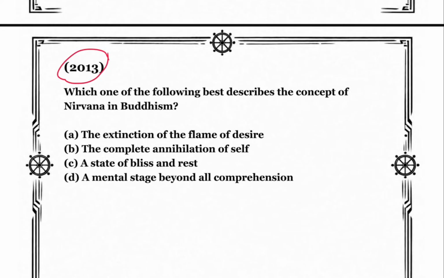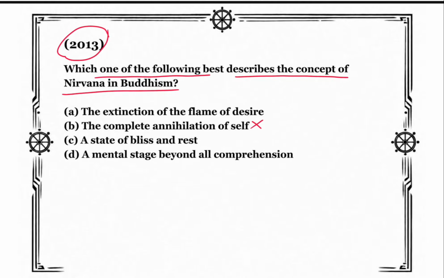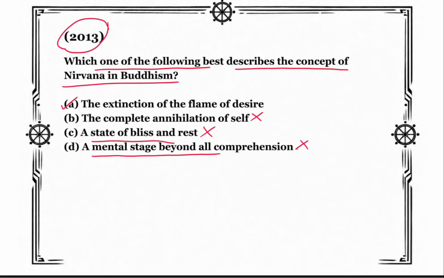In 2013, we were asked, which one of the following best describes the concept of Nirvana in Buddhism? Is it the complete annihilation of self? No. Is it a state of bliss and rest? No. Is it a mental stage beyond all comprehension? No. It is the extinction of the flame of desire and expectation.